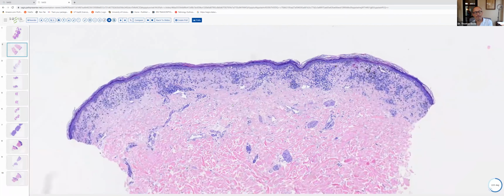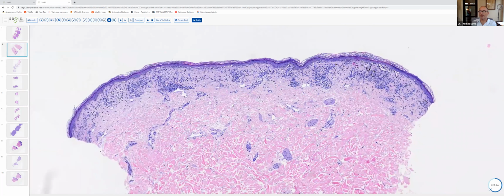Now, there is not a tremendous amount of specificity with a biopsy like this. The changes really generate a differential, which needs to be correlated with the clinical findings. In this case, the patient had large patches of pigmentation involving the neck and the trunk, and the findings were consistent with the diagnosis of erythema dyschromicum perstans.